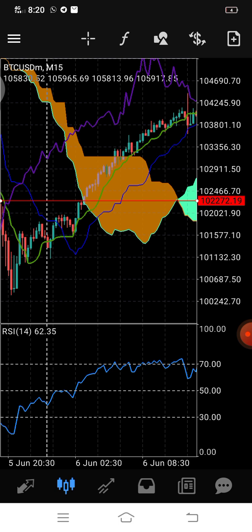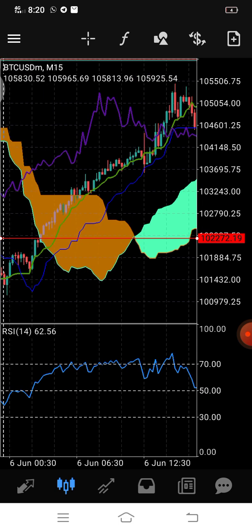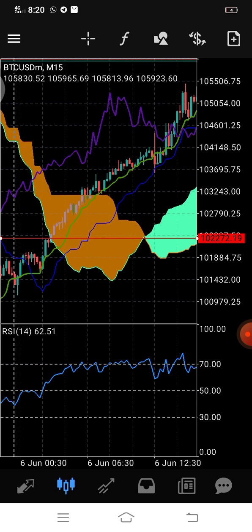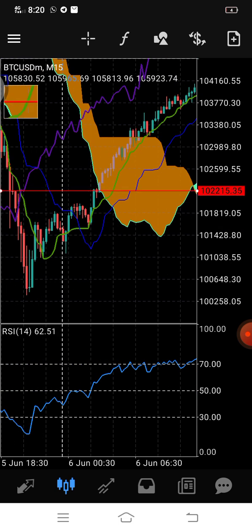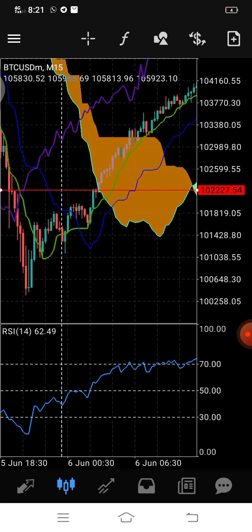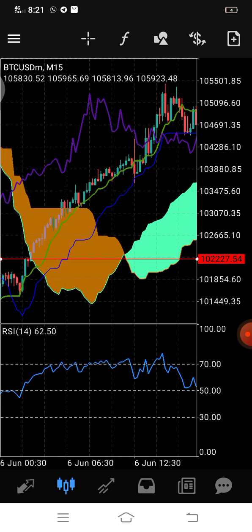Then the final thing is the lagging span, which is this purple line you see here. Is it above the crowd? If it is above the crowd and all these things I have said are met, that means the condition is met. We can enter the market. So from this point where everything was met, you can take even 100 pips, which is enough. You can still win it.